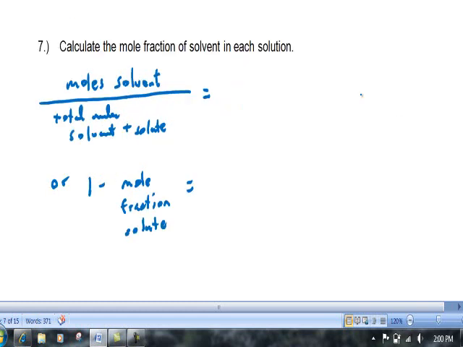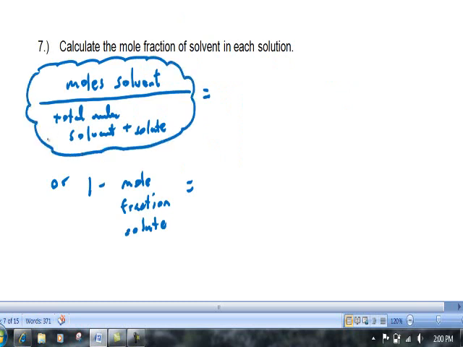To now go forward and calculate the mole fraction of solvent, we can use the same strategy as in the previous problem, where if we take moles of solvent divided by the total moles of solute plus solvent, that'll give us the mole fraction of solvent. Or an alternative strategy, because all the mole fractions need to add up to equal 1, we can just take 1 minus the mole fraction of solute, and that'll give us the mole fraction of solvent.